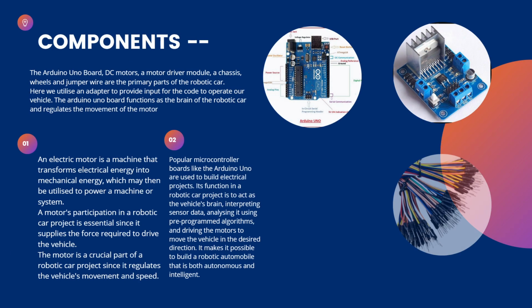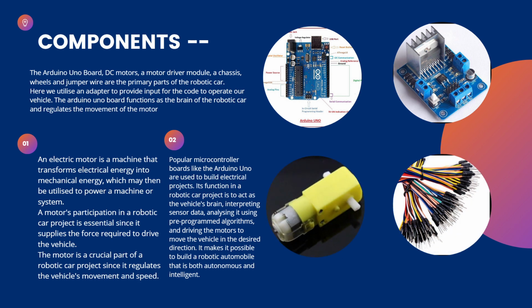Now the components. The Arduino Uno board, DC motors, these are these four components. Motor, the chassis, wheels, and jumper wires are the primary parts of the robotic car. Here we utilize an adapter to provide input for the code to operate our vehicle. The Arduino Uno board functions as the brain of the robotic car and regulates the movement of the motor.